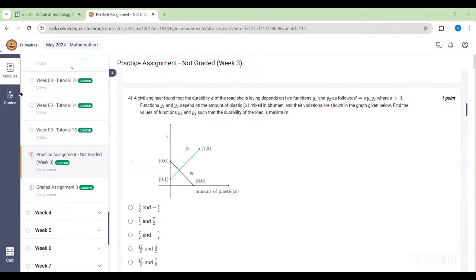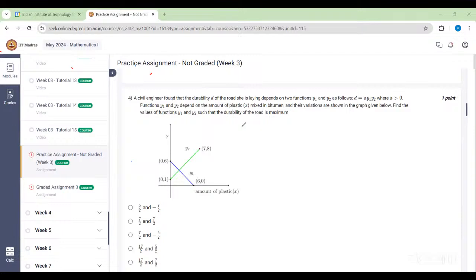So this question: a civil engineer found that the durability D of the road she is laying depends on two functions y1 and y2 as follows, that D is equal to A times y1 into y2, where A is strictly greater than 0. Functions y1 and y2 depend on the amount of plastic mixed in, and their variations are shown in the graph below. Find the values of functions y1 and y2 such that the durability of the road is maximum.